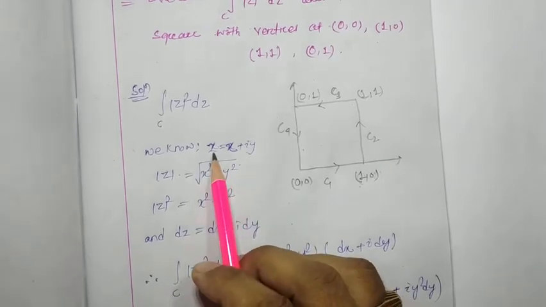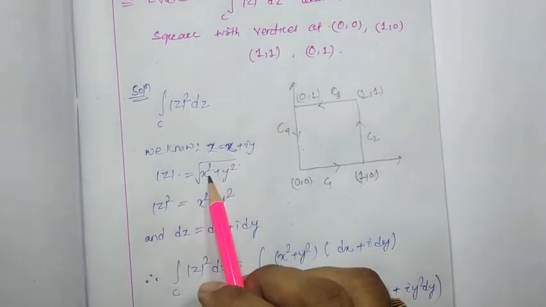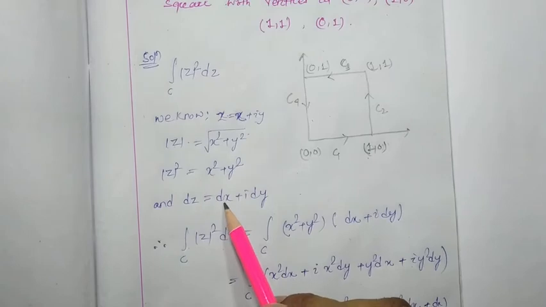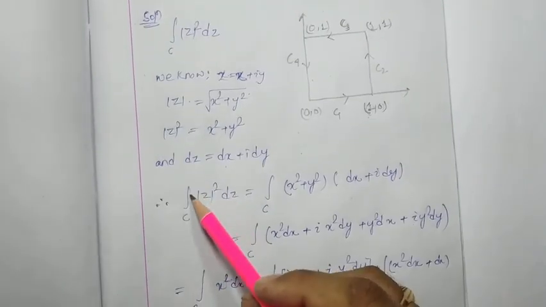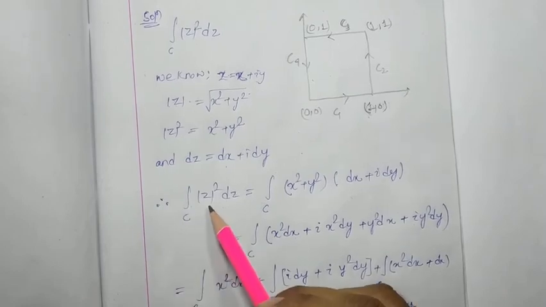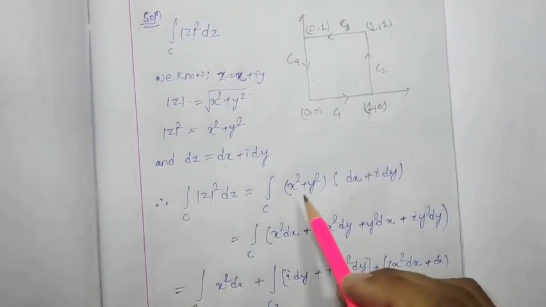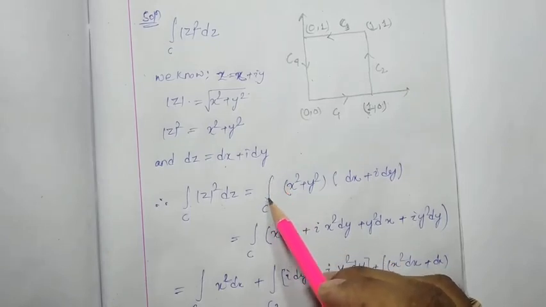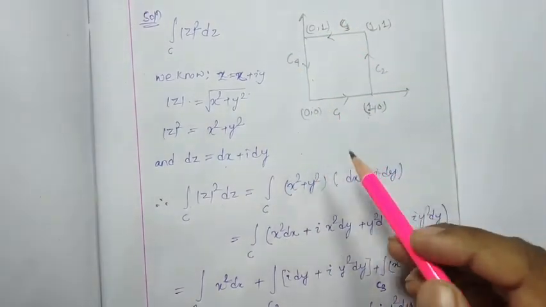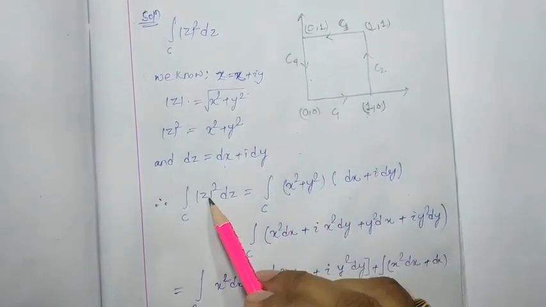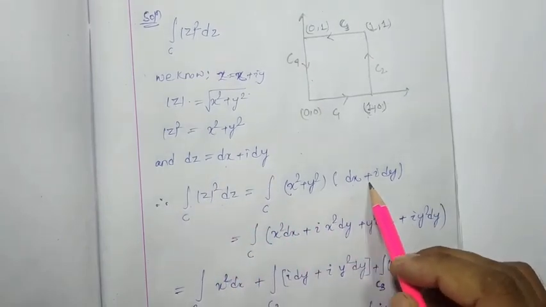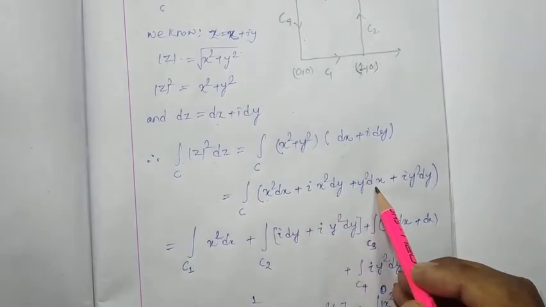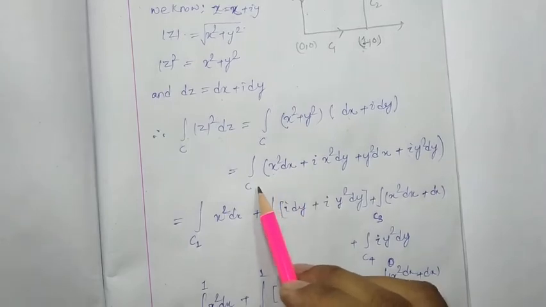See, z is nothing but x plus iy. Z mod is the square root of x square plus y square, so z mod square is nothing but x square plus y square. dz equal to dx plus i dy. So the contour integration of z mod square dz will be the total integration along the whole curve. This is the whole curve. X square plus y square, that is z mod square, times dz equal to dx plus i dy. Just multiply both. We get x square dx plus i x square dy plus y square dx plus i y square dy.